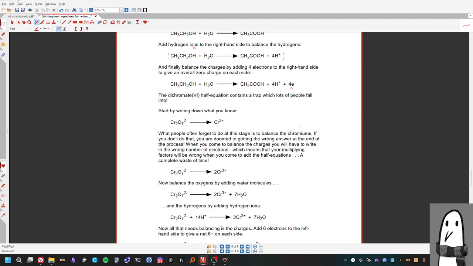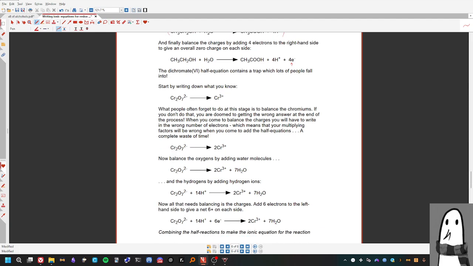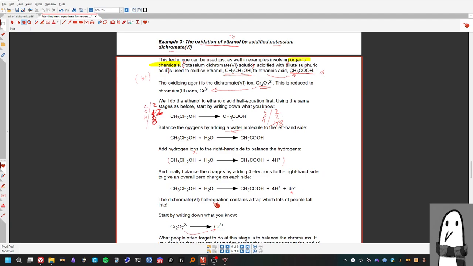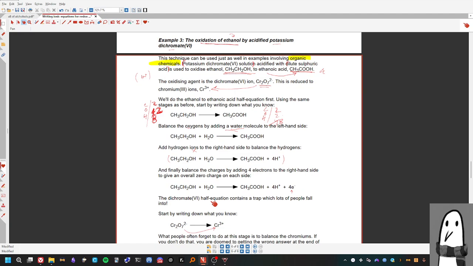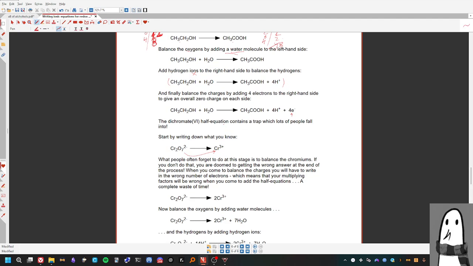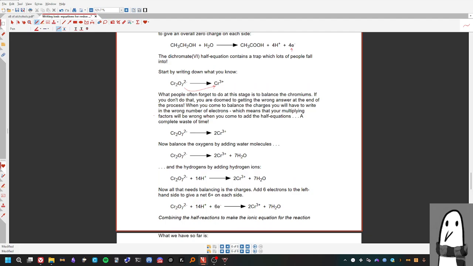Now the dichromate half equation contains a trap which a lot of people fall into. We can start by writing down what we know. Now we know that it gets oxidized. Hold on. Wait, why is it turning positive?